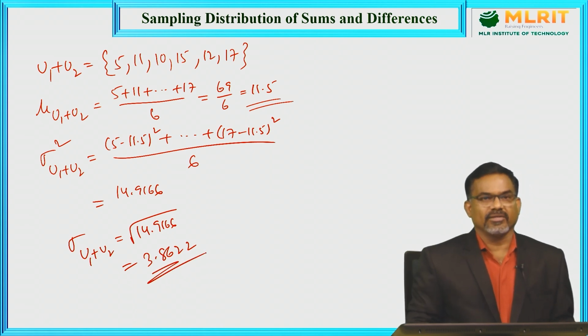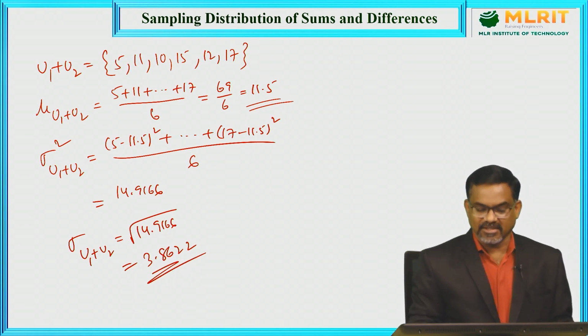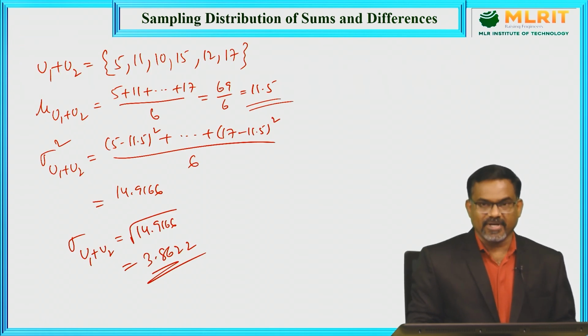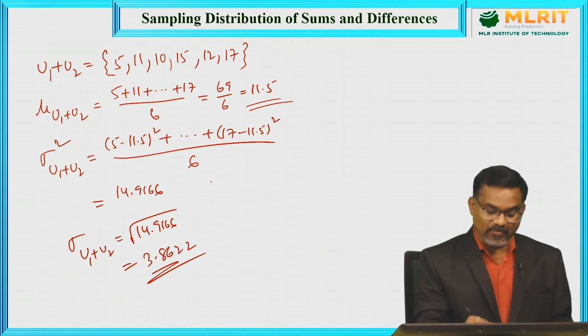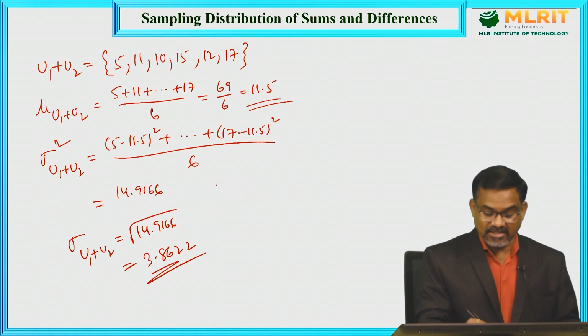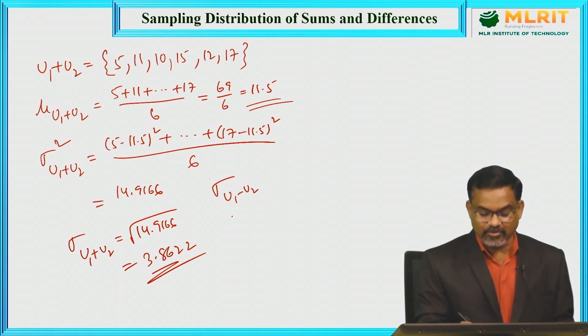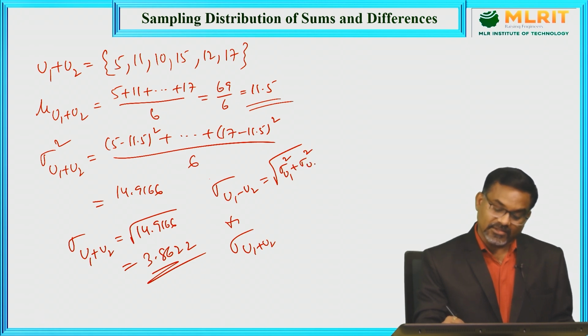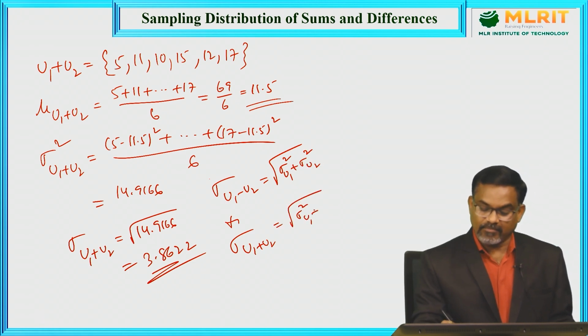So like this, we can use the sampling distribution of sums and differences for the given sets, and using the sampling distribution of sums and differences, we can cross check these conditions also. In both cases, the standard deviation of the difference U1 minus U2 and of the sum, the result is under root of the sum of the variances of each individual set, sigma square U1 plus sigma square U2.